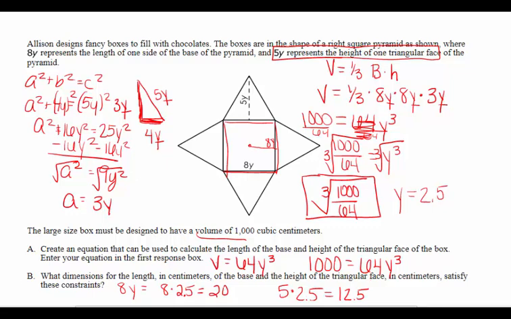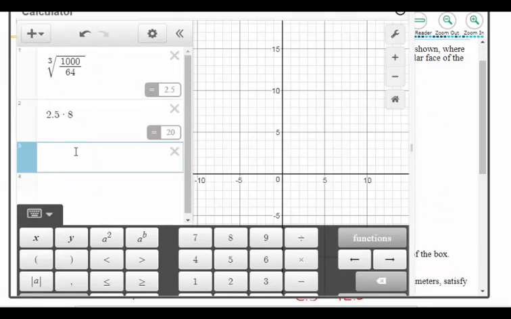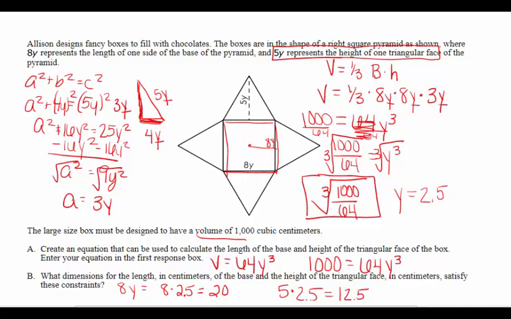We can always plug it into our calculator just to make sure, which I always recommend. 2.5 times 5, and we do get 12.5. So that would be our final answer. Notice that there are multiple answers, so please make sure that you always try your best. So this would be our answer for A, and both of these answers would be our answers for part B.